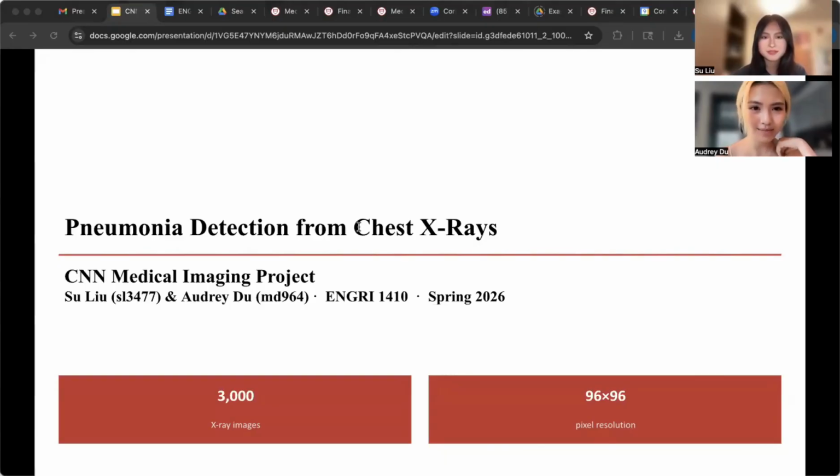My name is Audrey. Today we're going to present our project that trains a CNN to classify chest X-rays as either normal or pneumonia, using 3000 grayscale images at 96 by 96 pixels for our ENGRI project.